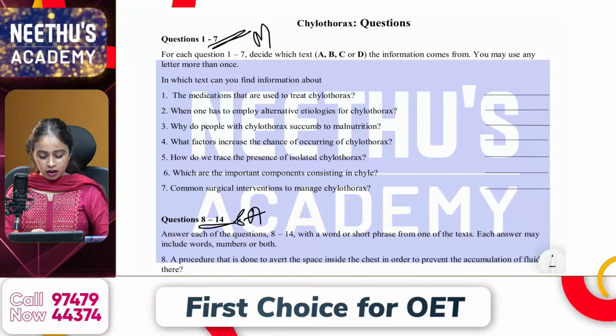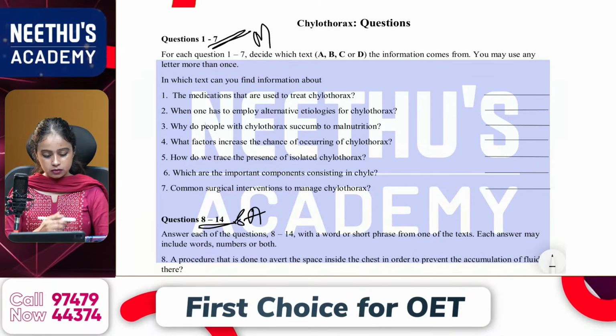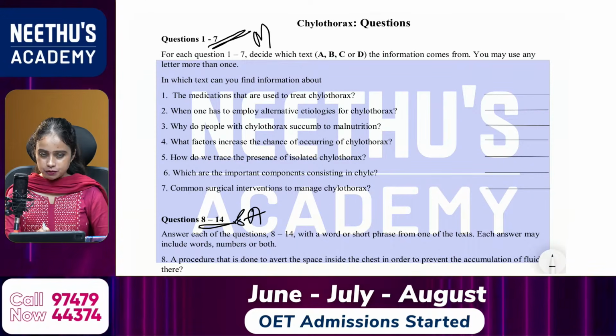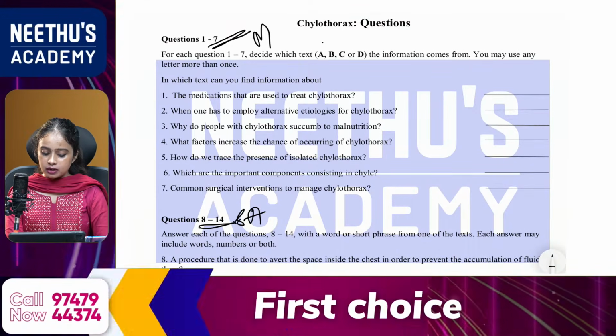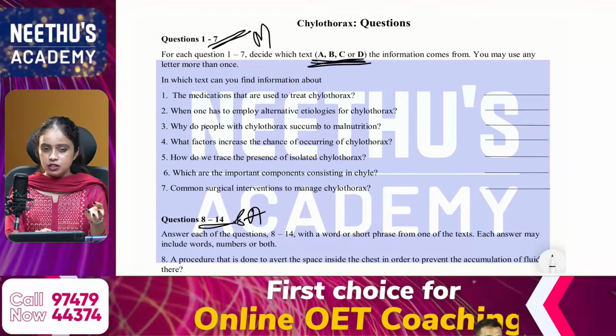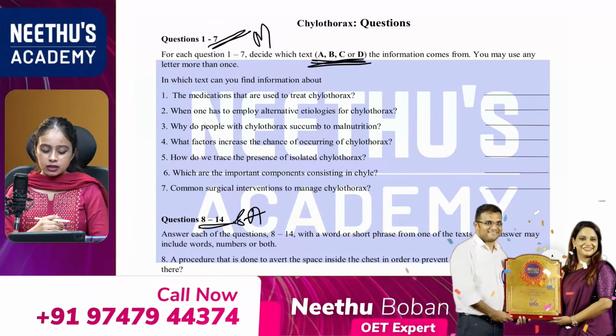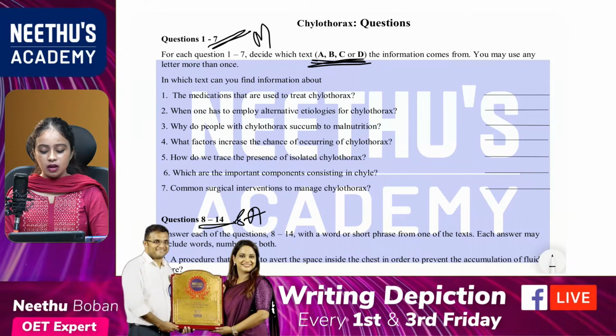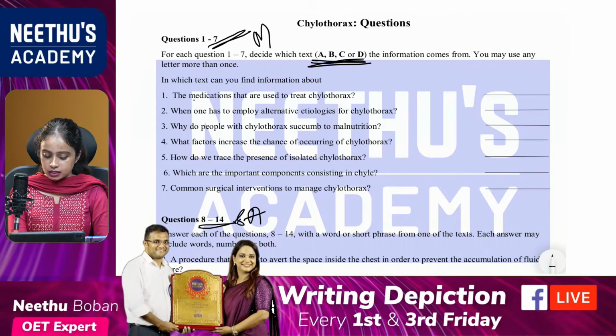So the first question. What is the important information or instruction for match the following? You can identify in which text that answer is from. So the first one: the medications that are used to treat chylothorax. So what are the medications?